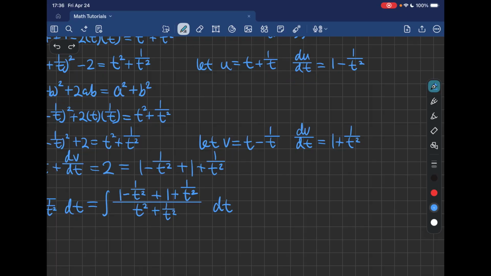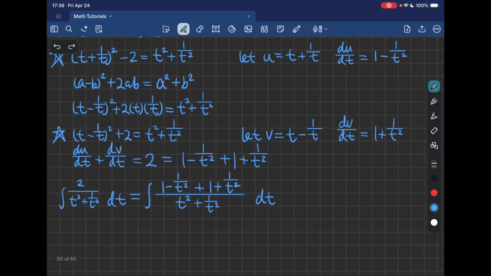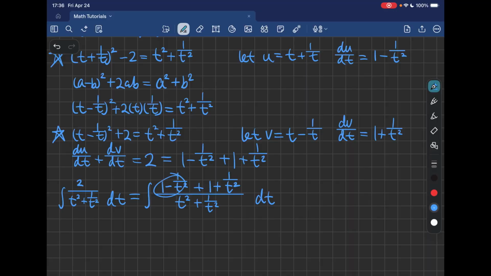And after we break this apart into separate integrals, we can use these substitutions like du and dv to help us have simpler integrals. Like we can replace this with du over dt. We can replace this with, well, that is just u² − 2, right?